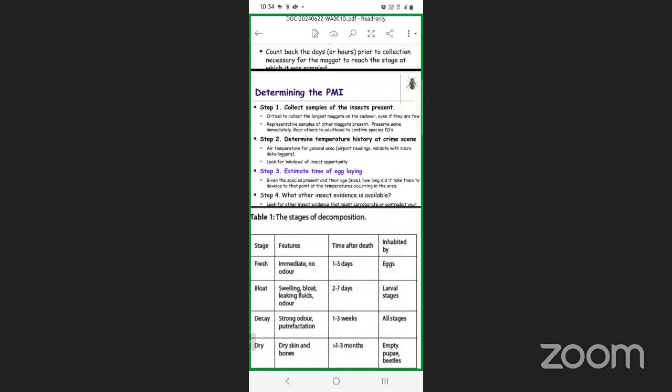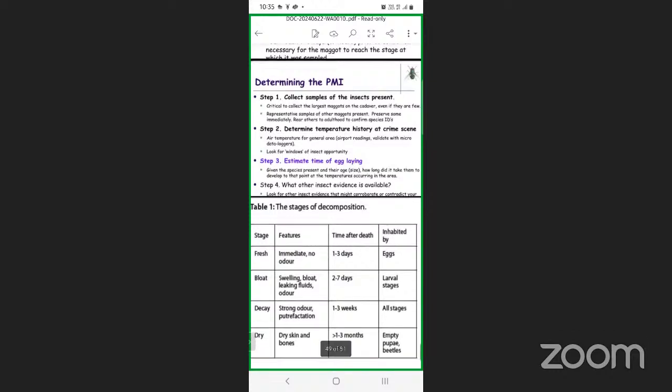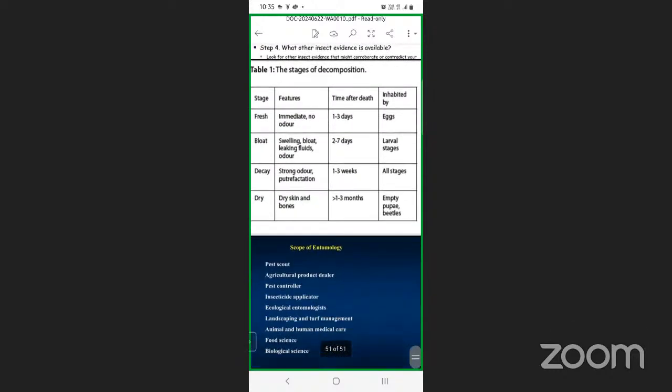When determining the postmortem interval, we use the adult insects to confirm the species ID, along with the insect opportunity in that area, the temperature occurring in that area, and the evidence that might corroborate or contradict it.